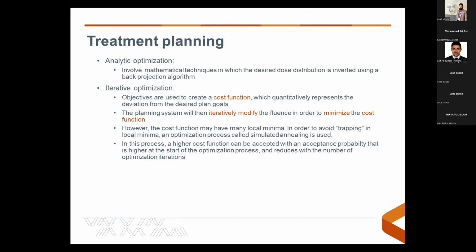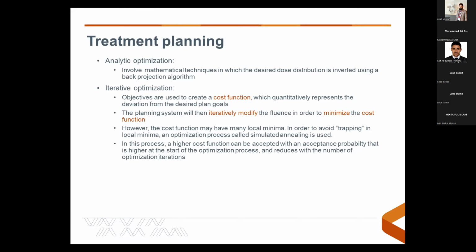However, because you have so many objectives, the cost function may exhibit a lot of local minima. And to avoid getting trapped in these local minima and to try and find the global minimum, an optimization process called simulated annealing is used.